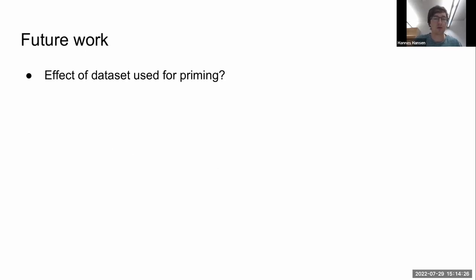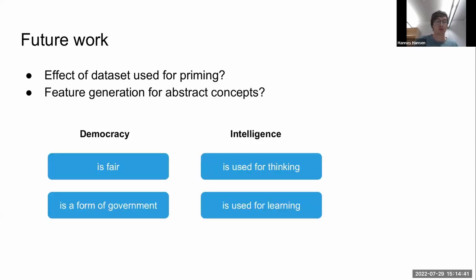Future work could further investigate the effect of the datasets used for priming, as we saw that it might bias the results. One could try to use other norms or to try to force GPT-3 to generate only features of a specific type, for example, visual features. One could also look at more abstract concepts and what features GPT-3 would generate. For example, we already tried to generate features for concepts like democracy and intelligence with interesting results. For example, democracy is described by is fair and is a form of government.